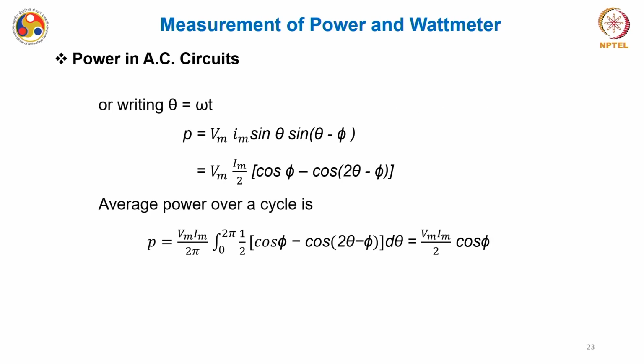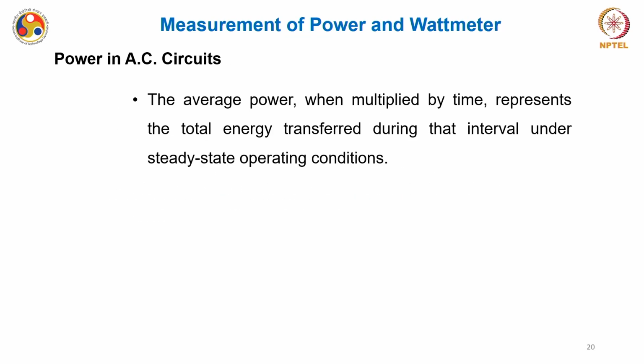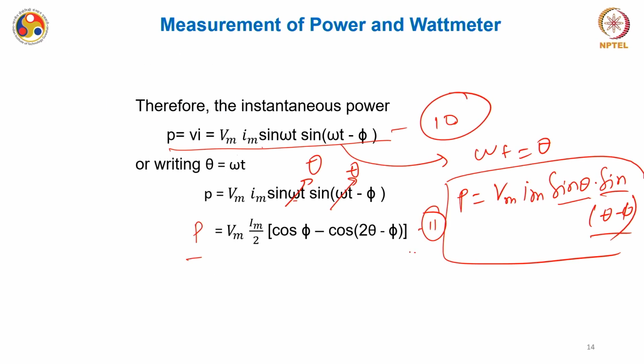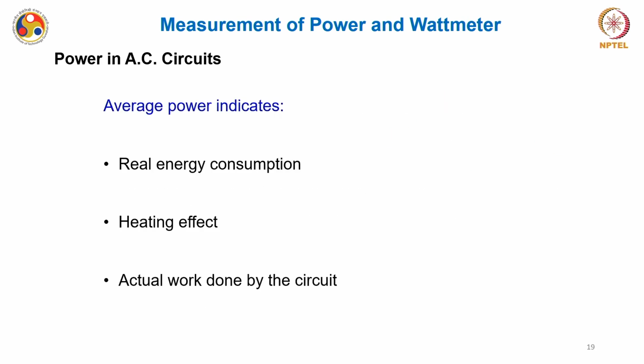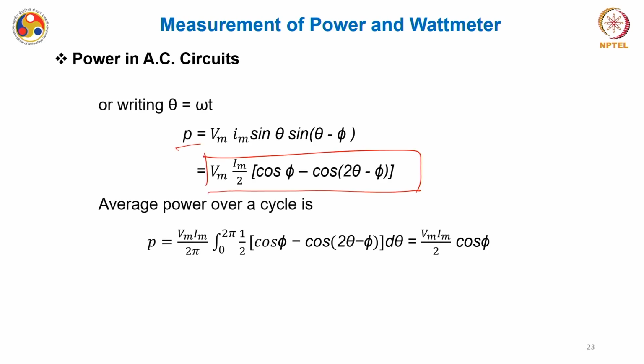So we were calculating this power, and we came to a term which is equal to Vm Im by 2 into cos phi minus cos 2 theta minus phi, and this is what we got from our discussion on the instantaneous power. So from equation 11 we have reached this value.